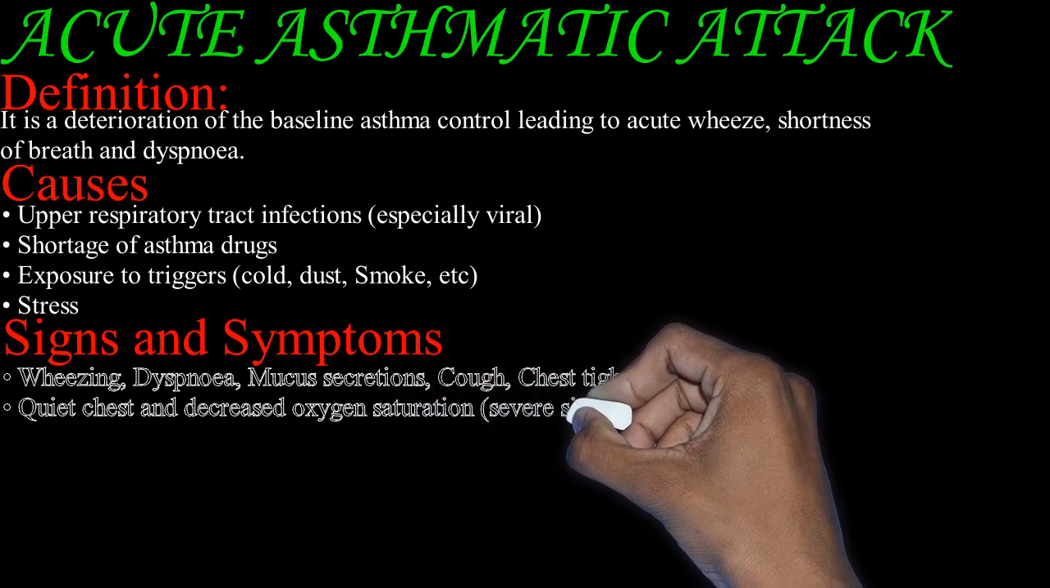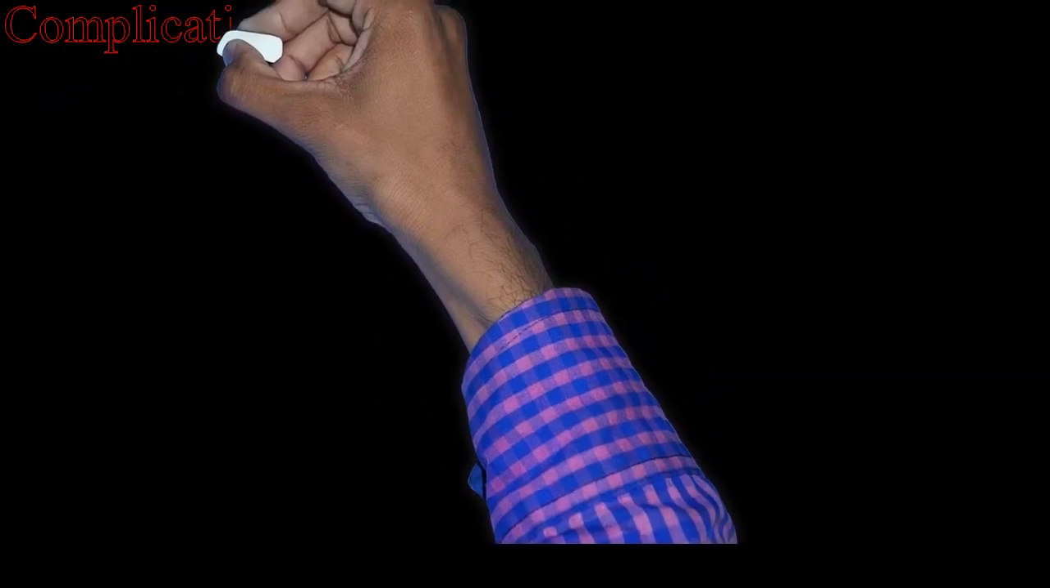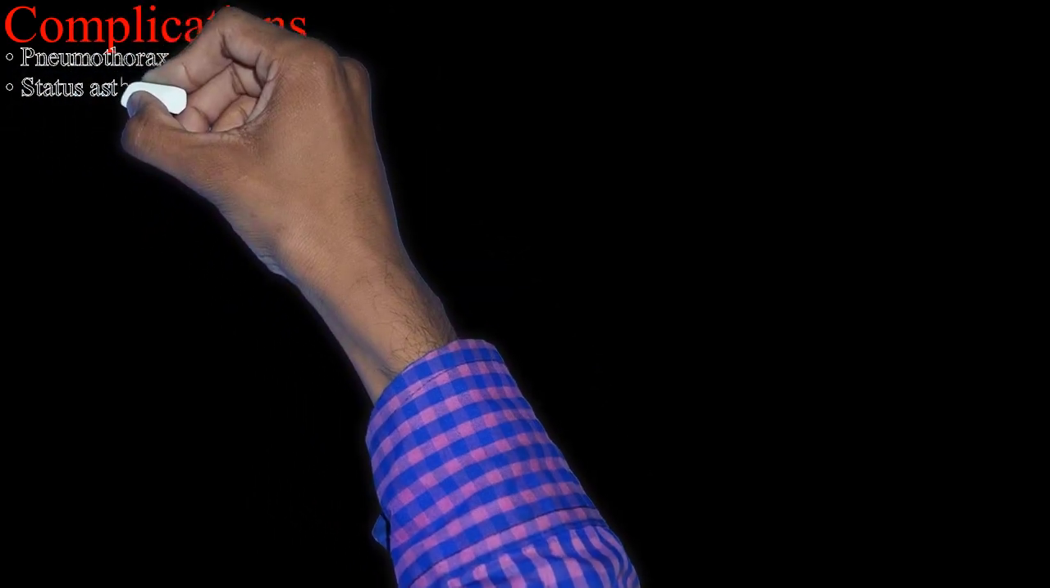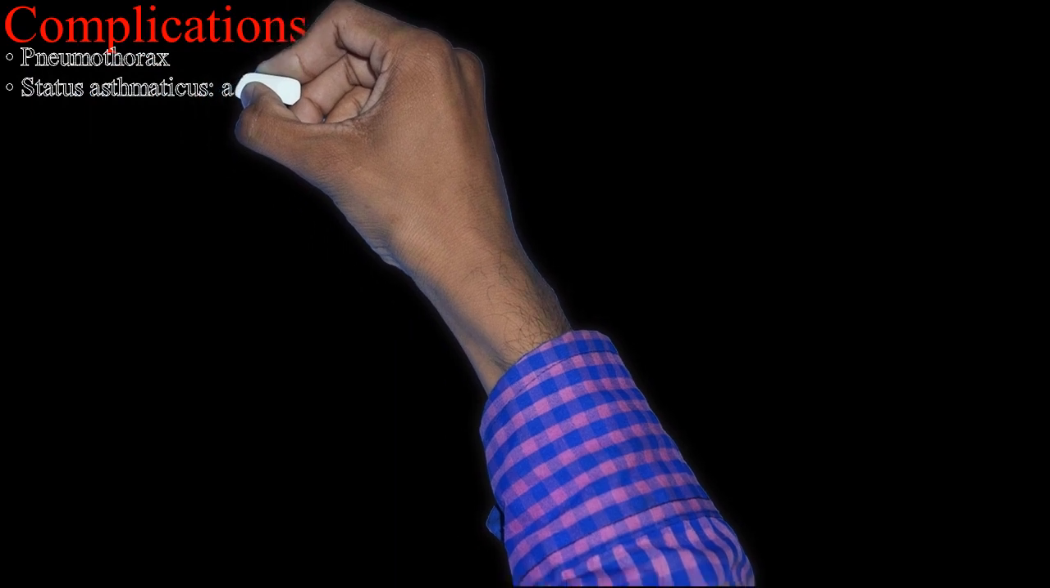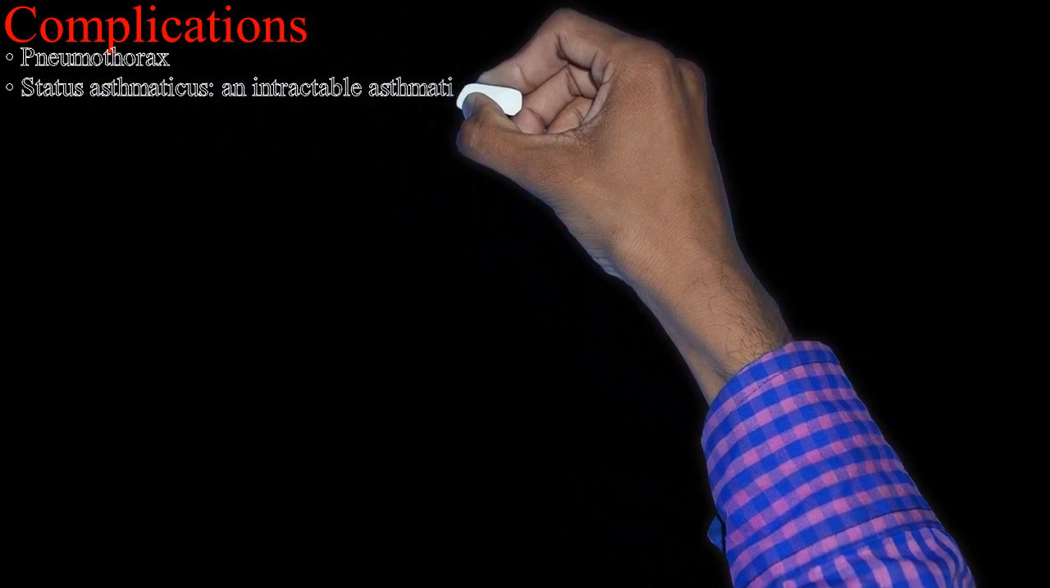Complications: we may have a pneumothorax. We may also have status asthmaticus as a common complication of this. By status asthmaticus, we simply mean an intractable or uncontrollable asthmatic crisis, usually associated with severe bronchospasms.